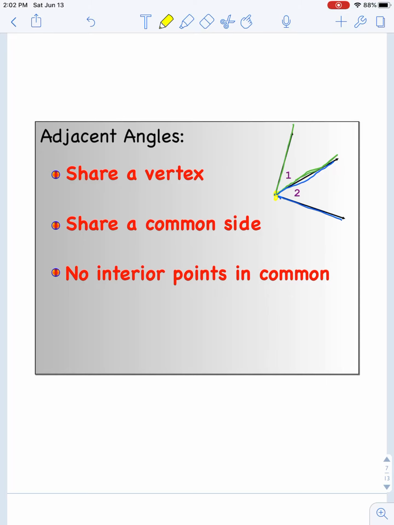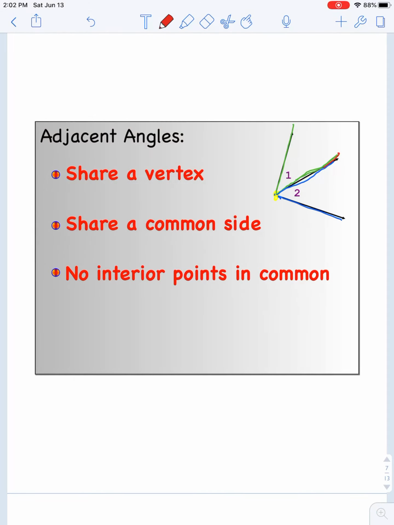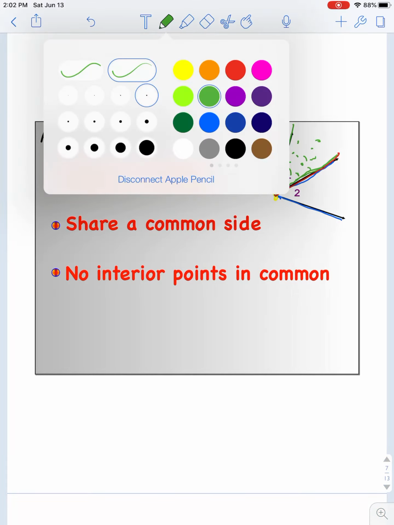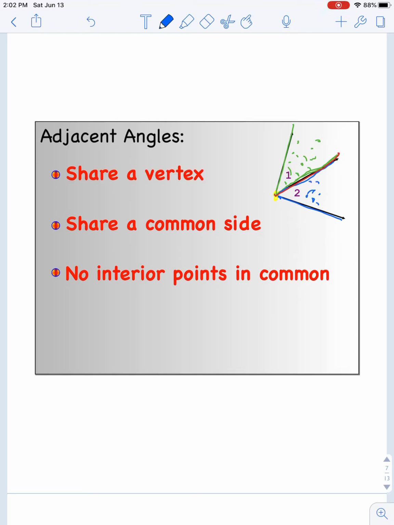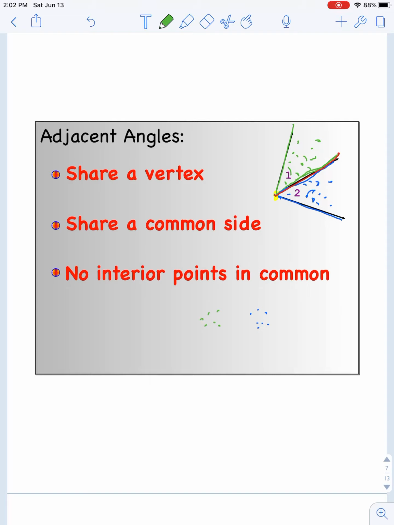They also have to share a side. So if we look at this side right here, they are both sharing that side. So they share a common side. And then the last piece says no interior points can be in common. Well, here are all the interior points of angle 1. Well, there's a lot more that I didn't draw. And here are all the interior points for angle 2, and none of them are in common. So those interior points, none of them are in common, and that's how you know they're adjacent.